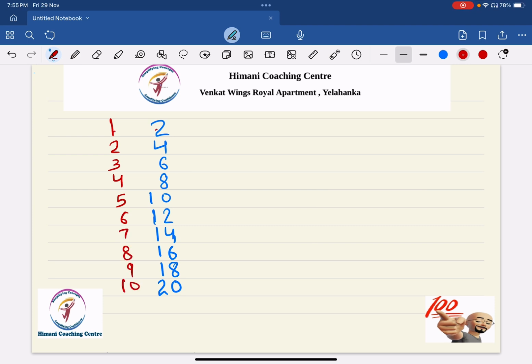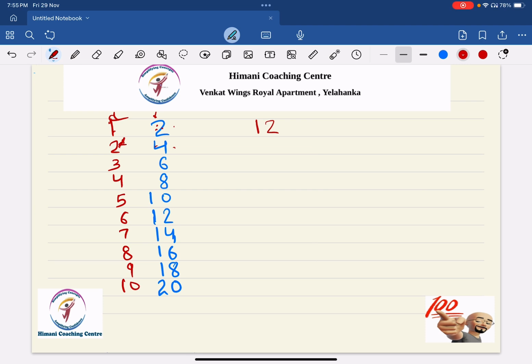So see, 2 ones are 2, 2 twos are 4. So this 2 into 2 gives me 4 like that. Now we will try to make the table of 12. So see, 12 ones are, can you see? This is 1 and this is 1 and this is 2. So write them together. 12 ones are 12.